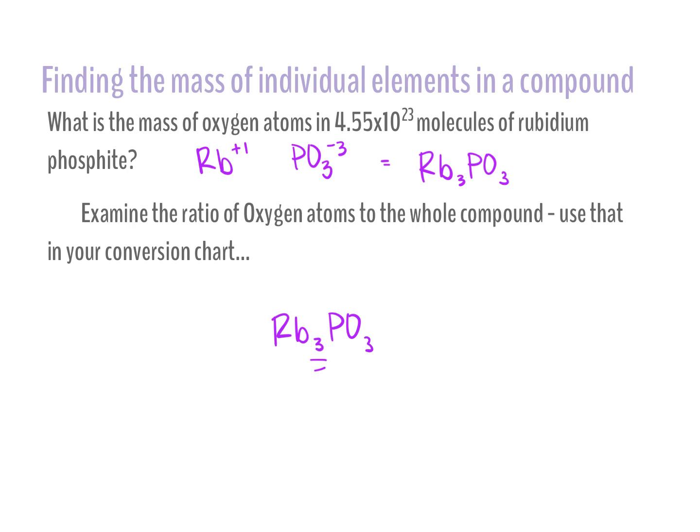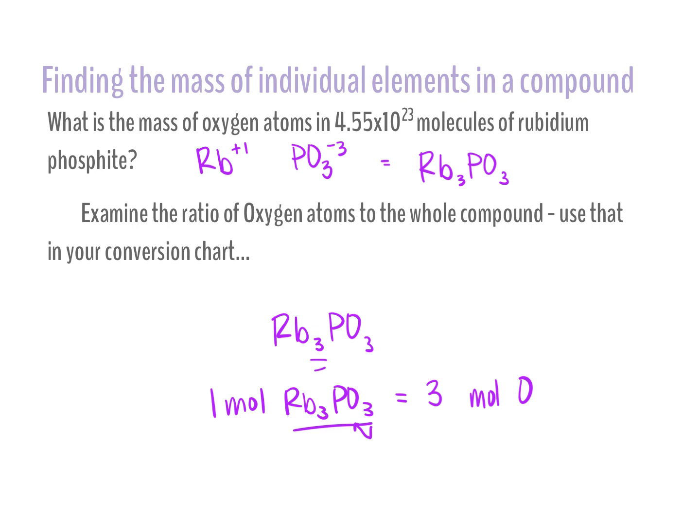Okay, so now answer this question. If I have 1 mole of Rb3PO3, how many moles of just oxygen do I have? 3, right? The ratio remains the same. I have 3 oxygen atoms per molecule. So if there is a whole mole of these molecules, that must mean that there are 3 moles of oxygen atoms.